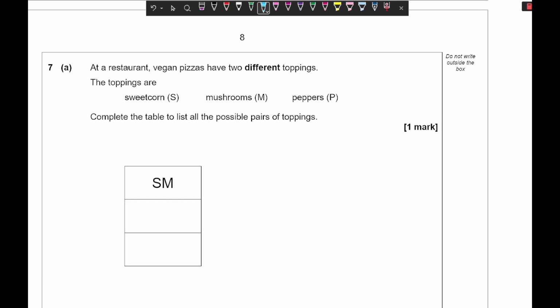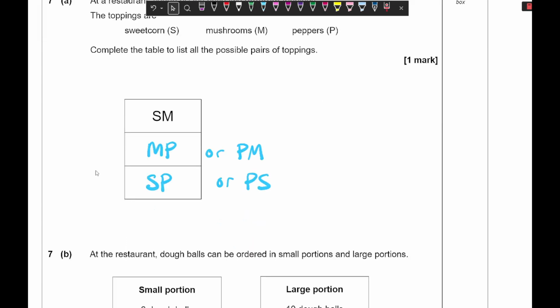We actually need 2 different sets of 2 different letters, so you can have mushrooms and peppers, and you can have sweet corn and peppers. And again, if you've written PM or PS, then that's absolutely fine. You would get the 1 mark for that question.